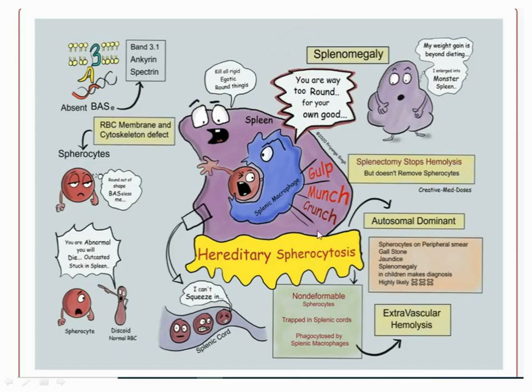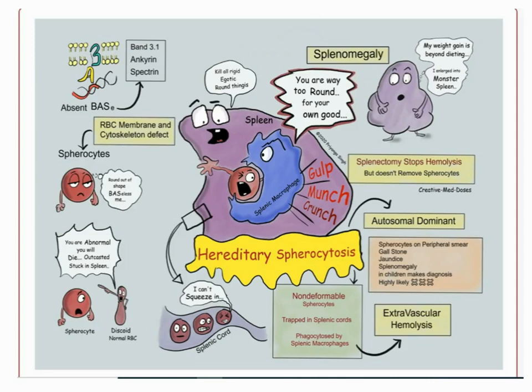Hereditary because it's autosomal dominant. Spherocytes because the cells become like a sphere, so they become abnormal. As we see here, the discoid RBCs say to the spherocyte, you are abnormal, you will die, outcast, stuck in the spleen. The function of the spleen is to create RBCs and to get rid of all non-functioning RBCs.